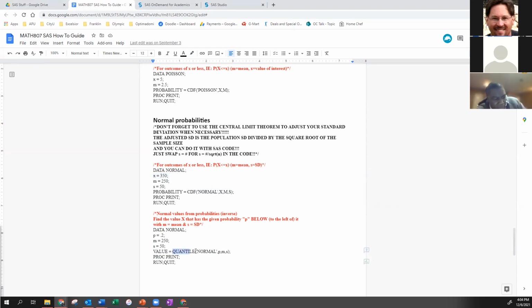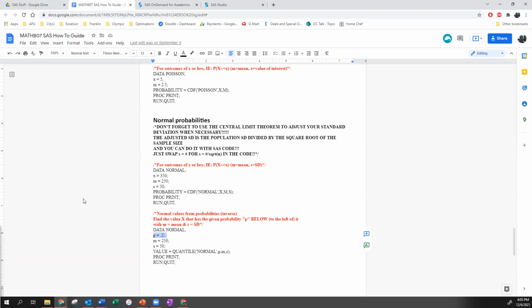Well, the quantile function does that in reverse. You still give it the mean, you still give it the standard deviation, but instead of giving it a value and getting the area under the curve, you give it the area under the curve and it gives you the value. So you tell it the probability is 0.2, and it says, here's the value that has 20% of the area to the left of it. Just like the CDF, it's always area to the left when we're talking about probabilities on these curves. It's always to the left.